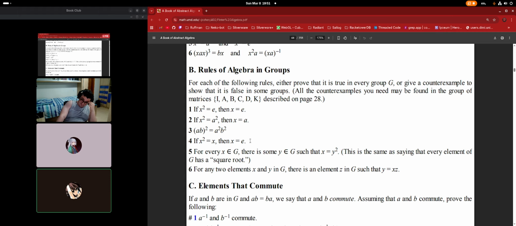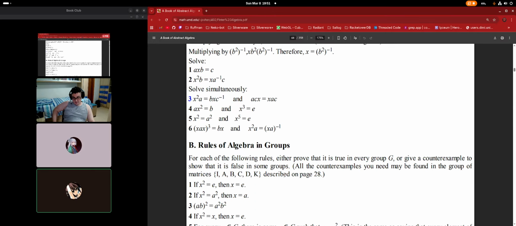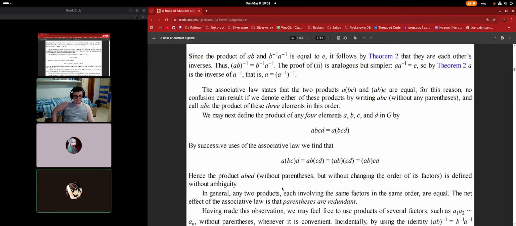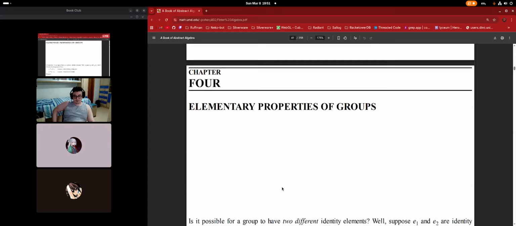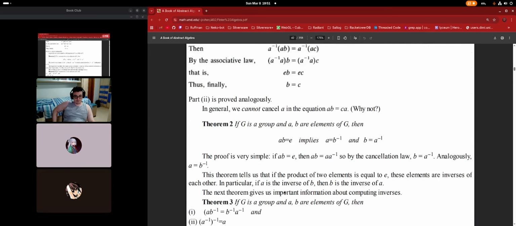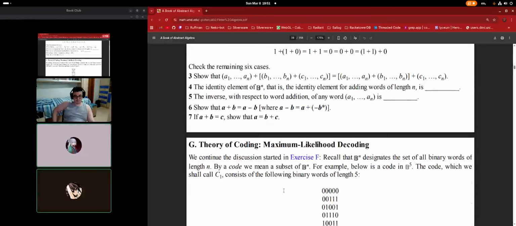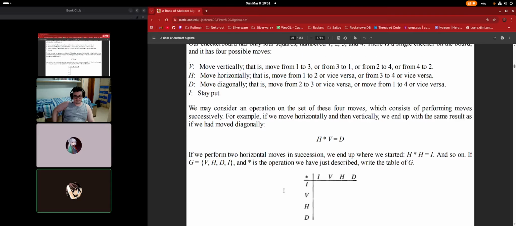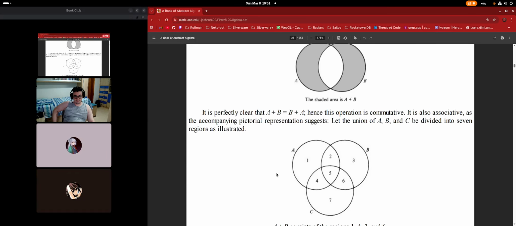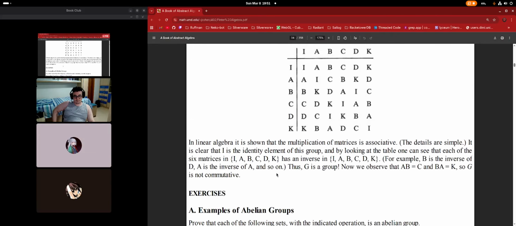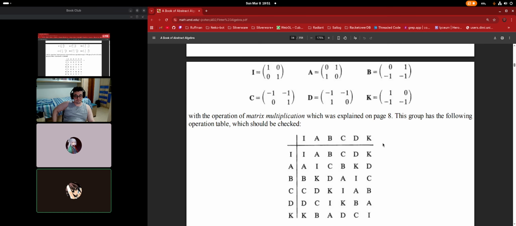For 2, there is a trivial counterexample on the table that the exercise mentions: both y squared and a squared equal I, but they're different. Wait, what? Page 28, right? So 28, 29. Yes, there is a trivial counterexample there. Okay, so x squared equals a squared. You mean this table? Yes.